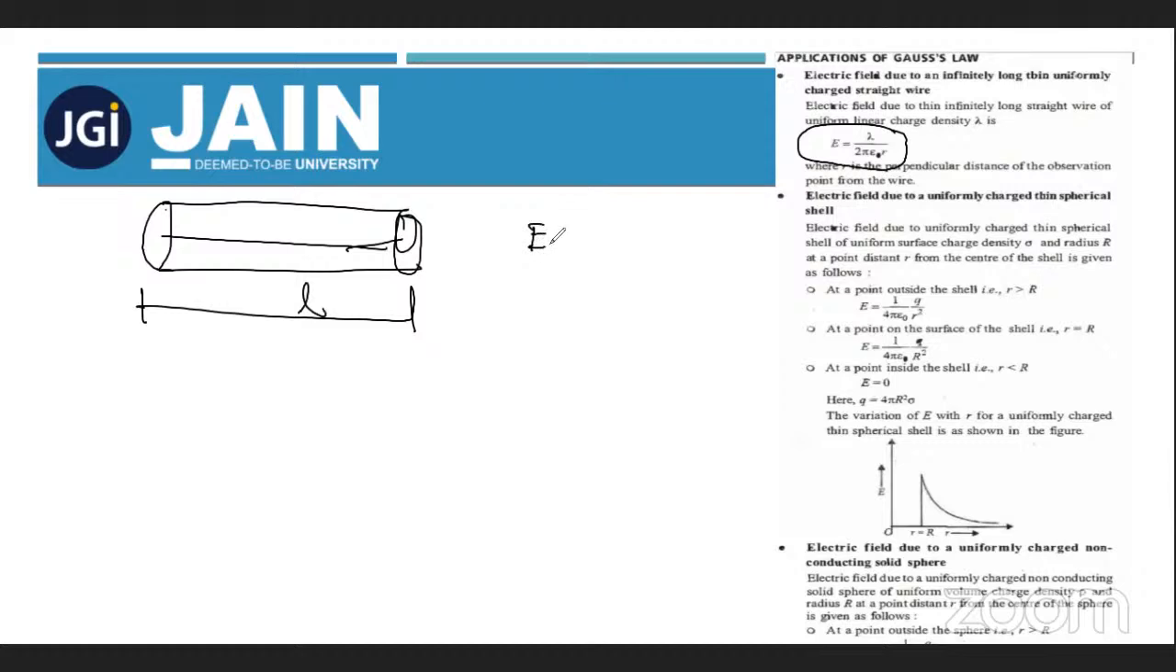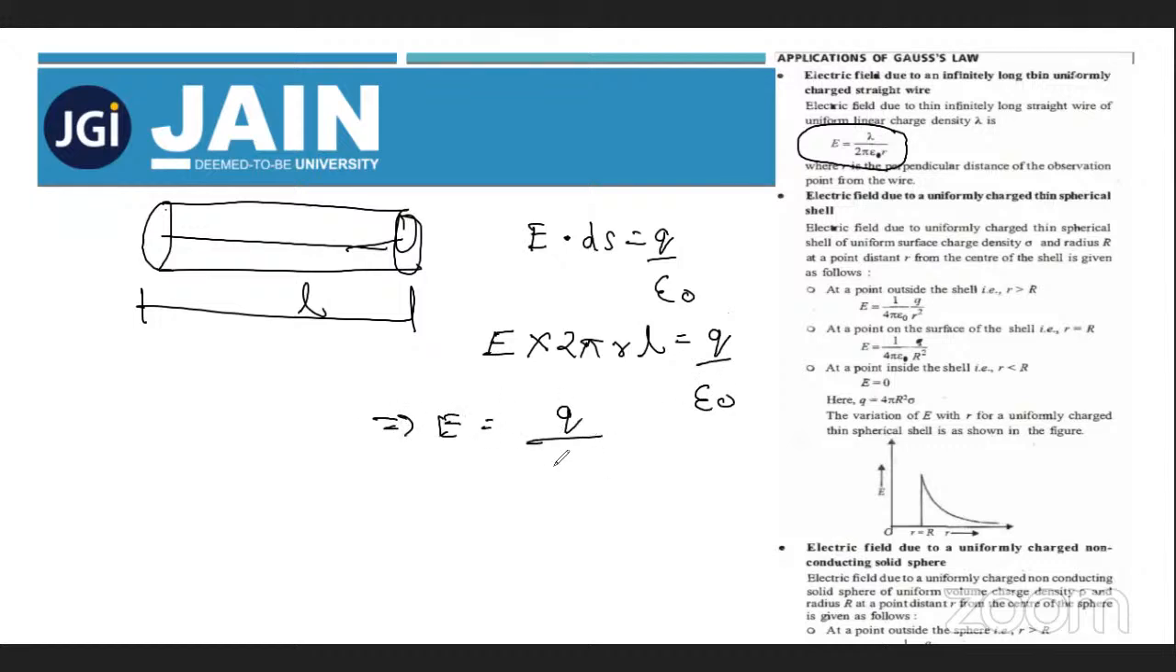Basically, from here we get the closed integral of E dot dS is equal to Q by epsilon naught. If you integrate here, you get E times the total area, which will be 2 pi r L, equal to Q by epsilon naught. So you write E is equal to Q by L into 2 pi r epsilon naught, and Q by L is what we call linear charge density, which is nothing but lambda.